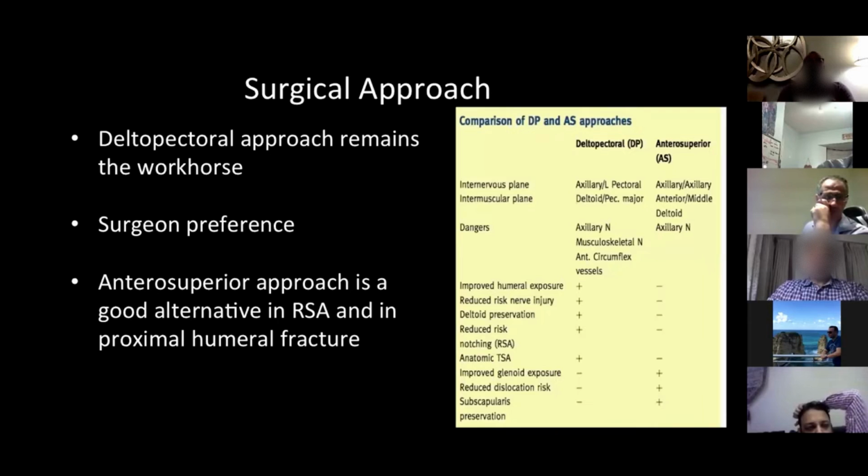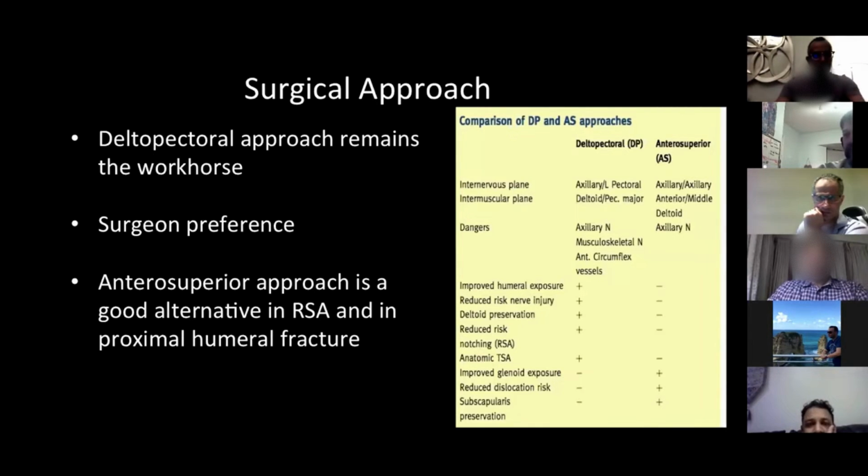Deltopectoral approach provides better visualization of the inferior glenoid and better placement of the glenoid component in its inclination and decreases the incidence of scapular notching. But antero-superior approach is considered superior to deltopectoral approach in overall glenoid exposure, with good direct visualization of both anterior and the posterior glenoid margins, improving the sagittal placement of the glenoid component. Thus, inclination of the glenoid is better assessed in deltopectoral approach, and version is considered better assessed in antero-superior approach.